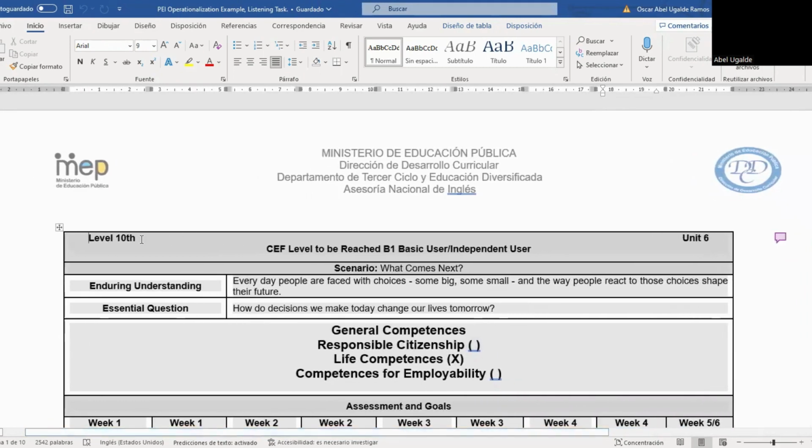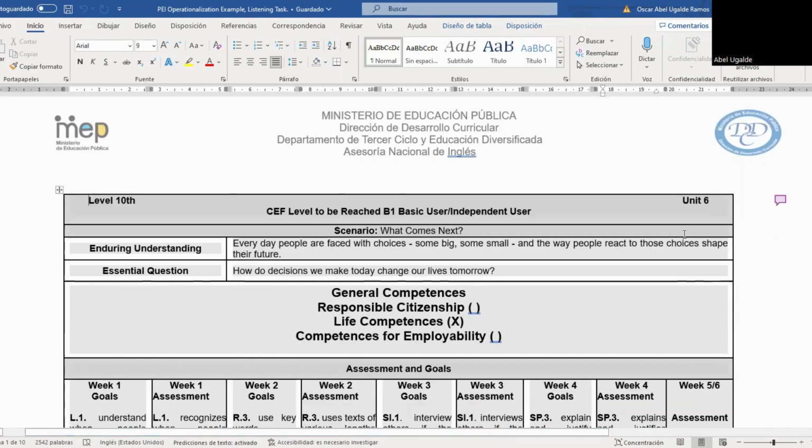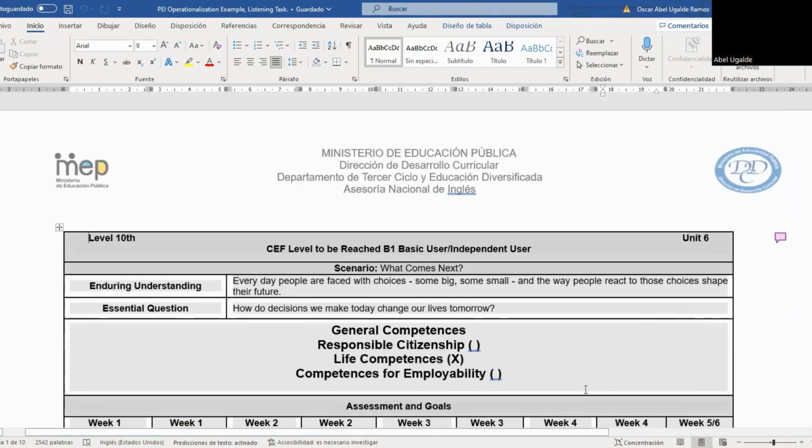So this is level 10th, it's 10th grade. This is unit 6. It's a listening. I'm going to be showing a listening exercise or a listening task.